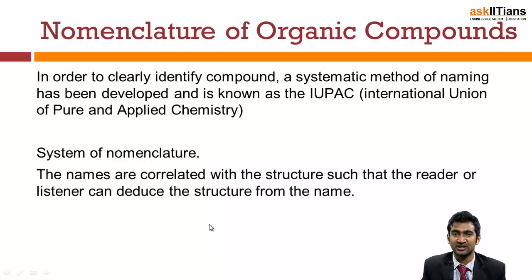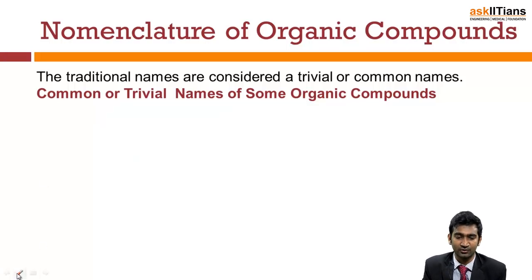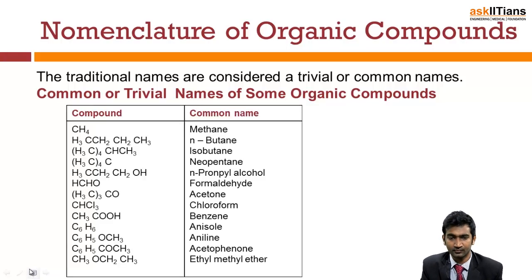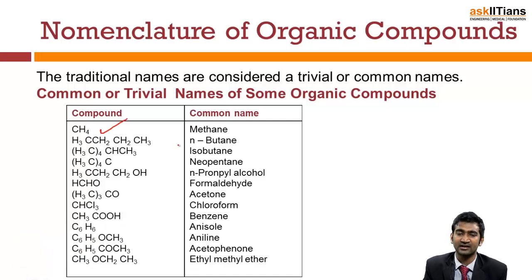And what is the system? The system is that the names are correlated with the structure, so that the listener can deduce the structure from the name. That's it. But before that, you should know what the trivial names are, that is, how compounds were named earlier, or we say the common names. So your CH4, this is your simple methane.